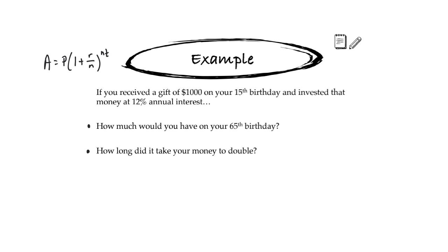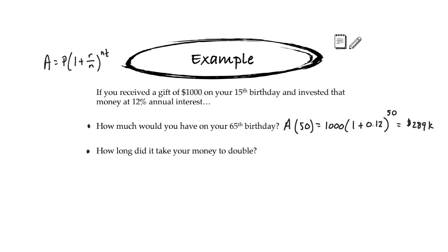For the first question, you'll find that you have over $289,000. To get this answer, simply evaluate A when T is equal to 50. The principal is 1,000, and the interest rate is 12%. As a decimal, that's 0.12. Number of compounding is just 1, and the exponent here is 50 times 1. So you'll find that you have over $289,000 on your 65th birthday.